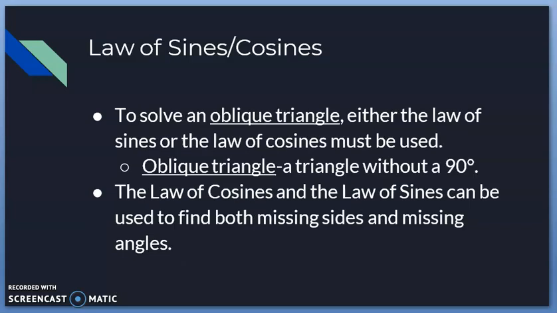To solve an oblique triangle, meaning to find all missing side lengths and angle measures, the law of sines or the law of cosines must be used. An oblique triangle is a triangle at a 90-degree angle. The law of sines and the law of cosines can be used to find both missing sides and missing angles. We're first going to focus on the law of sines.